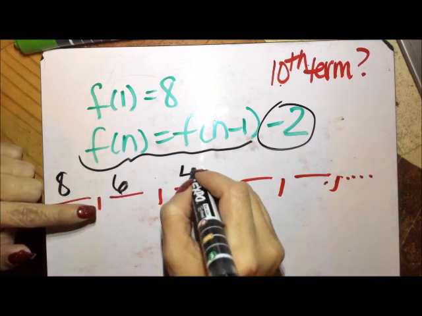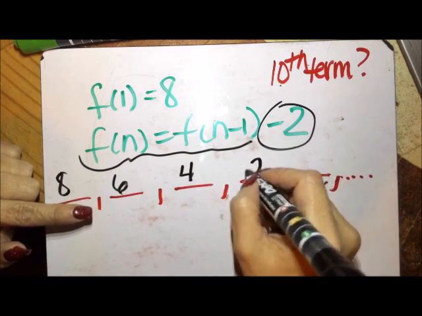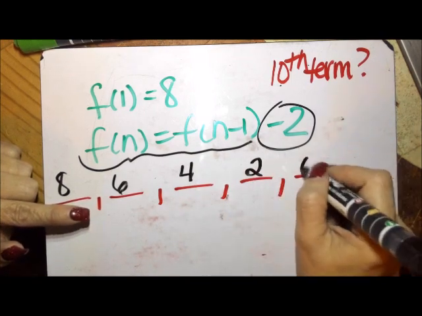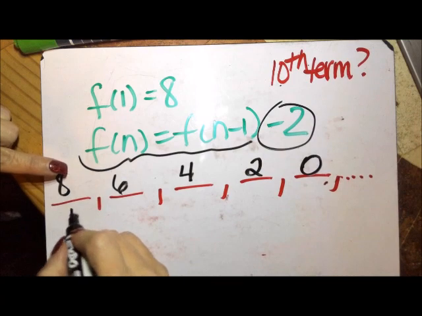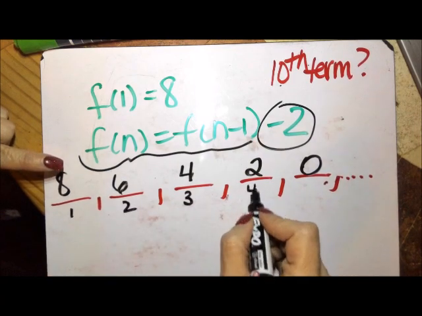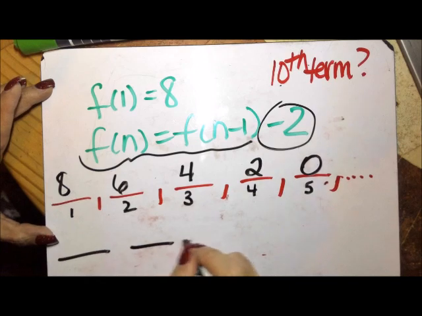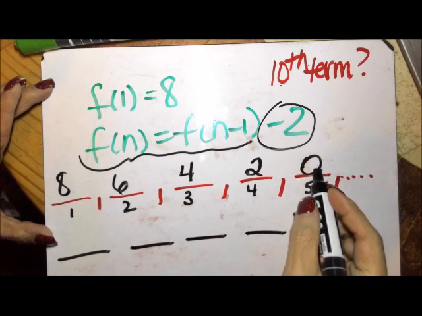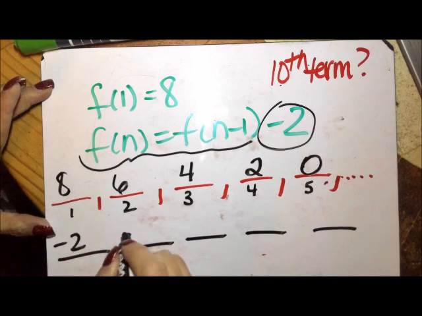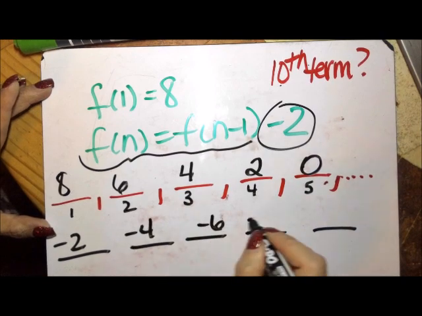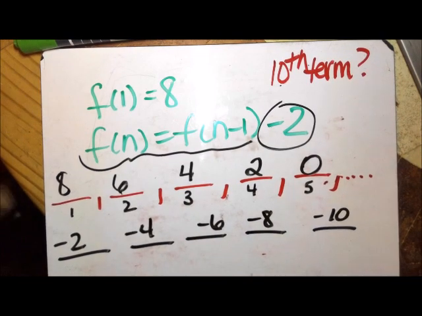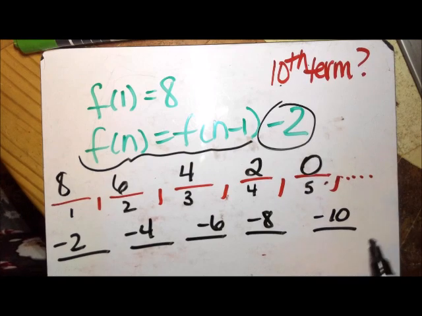6 minus 2 is 4. 4 minus 2 is 2. 2 minus 2 is 0. This is the first term, the second term, the third term, the fourth term, the fifth term. I need to go to the 10th. 6, 7, 8, 9, 10. 0, minus 2, minus 4, minus 6, minus 8, minus 10. I'm still subtracting 2 each time.